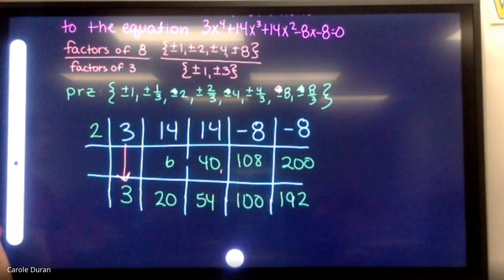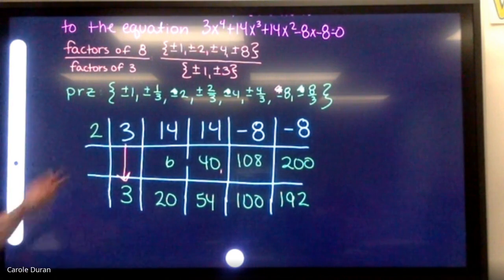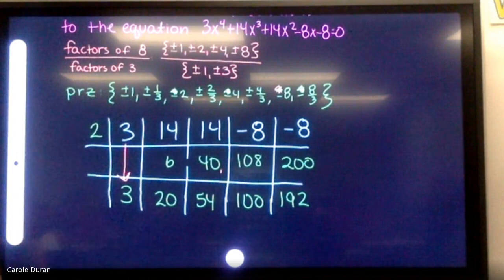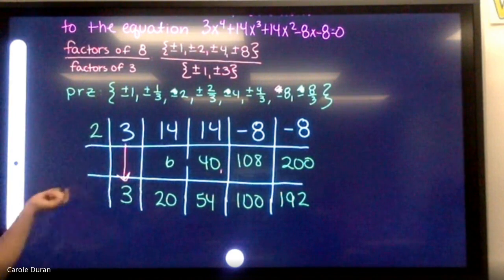So when you find an upper bound, you just eliminate anything bigger than it that existed in my table or my list. So I took out everything bigger than 2, and I took out 2 because it didn't give me a remainder of 0.